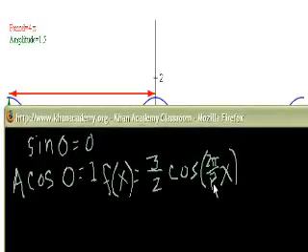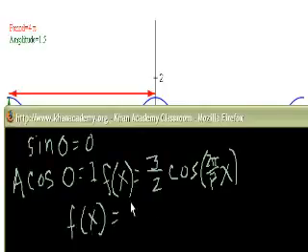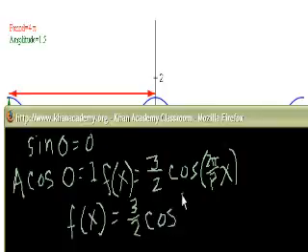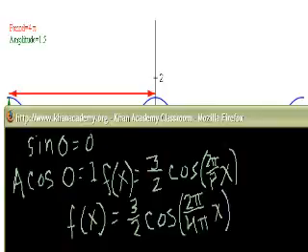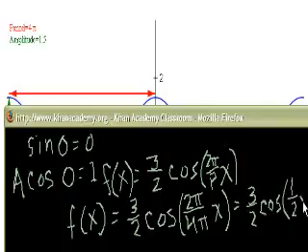But let's just use the period, because we already knew what the amplitude is. So the period here we already figured out was 4 pi, so let's just write that in our equation. So f of x is equal to 3/2 cosine of 2 pi divided by the period. The period in this case is 4 pi x. That equals 3/2 cosine of 1/2 x.